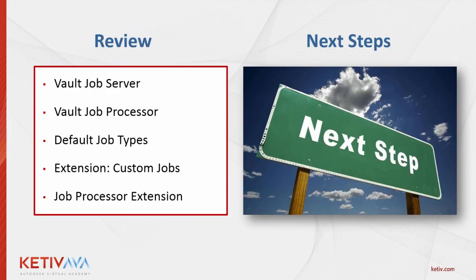So just a recap of what we've gone over. The job server is a technology that comes with the Vault. It's on the Vault server when you install it. The job processor can be any machine. We recommend a standalone machine. There's some default job types that come with that. And then there's an extension, which is a paid extension, to be able to create custom jobs.